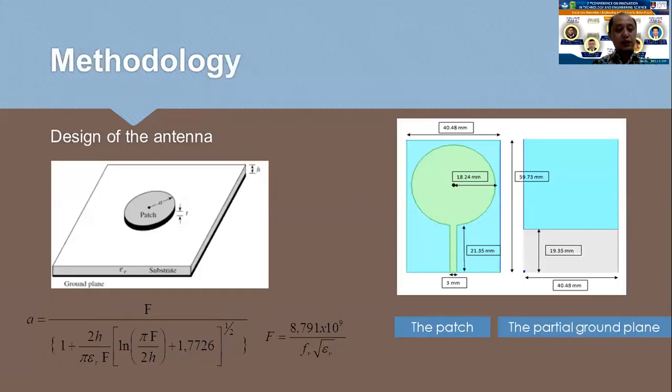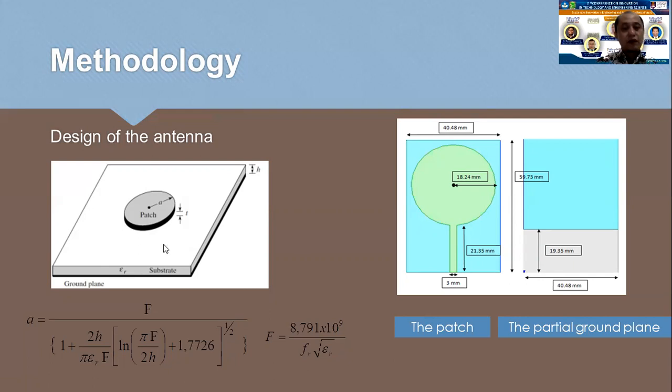As a methodology in this research, we started with a design of the conventional antenna, I mean the circular patch antenna. This circular patch has a radius which is A, and this patch has a thickness which is D, and the substrate has a thickness which is H, and the lowest layer is a ground plane.